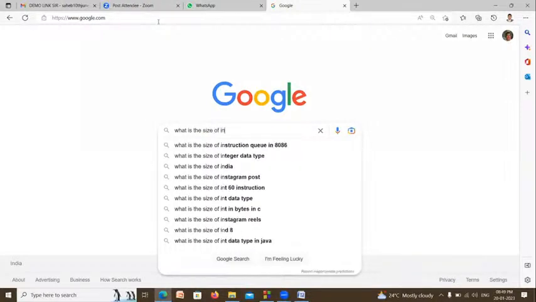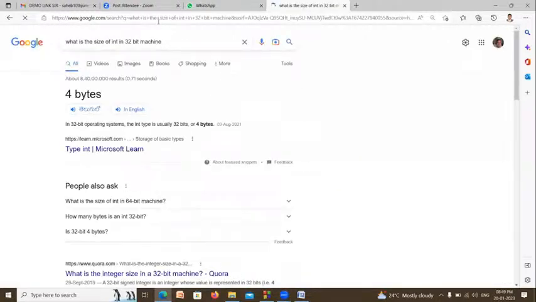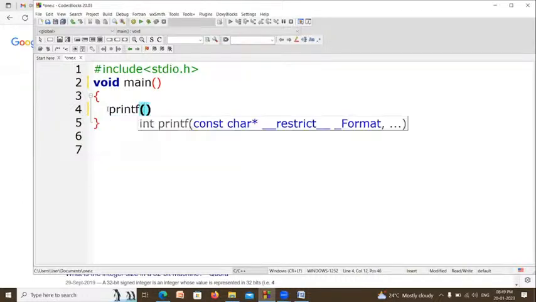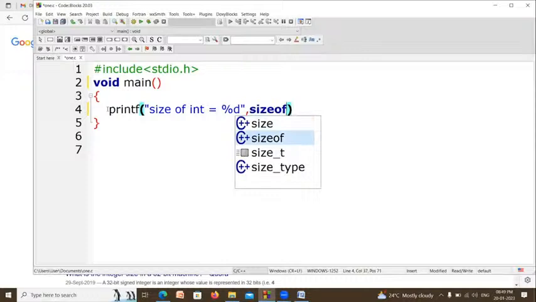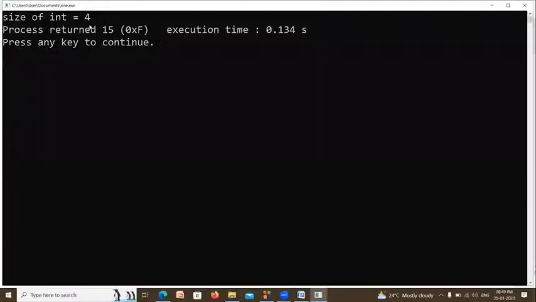What is the size of integer in a 32-bit machine? 4 bytes. No, actually 2 bytes. Why? Because I will tell you. I will test it in C language. My system is having 64-bit now. I will ask it to print percentage d, the size of integer. You can find it with the sizeof operator. Now it will print only 4 bytes. My system is 64-bit, so the size of integer is 4 bytes.